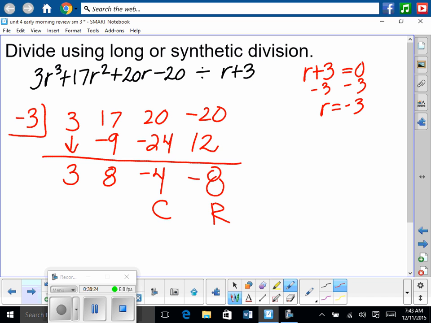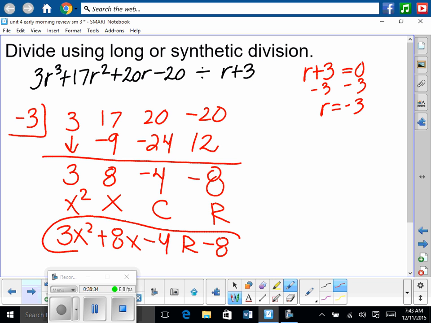This is our constant. This is our x. This is our x squared. So our answer will be 3x squared plus 8x minus 4 with a remainder of negative 8. We divided the two polynomials. That quick. Now it should make sense, guys, because it was degree 3 and now it's degree 2.